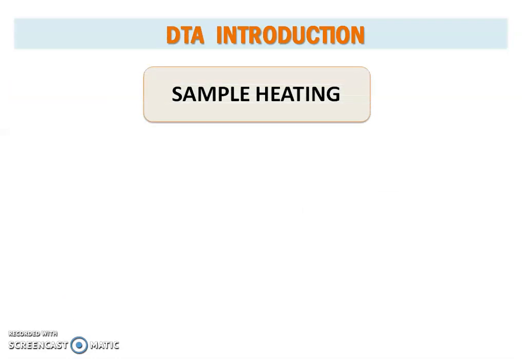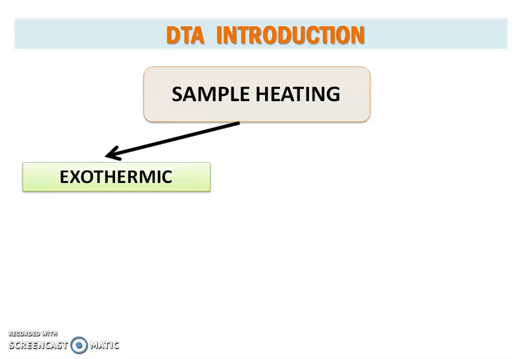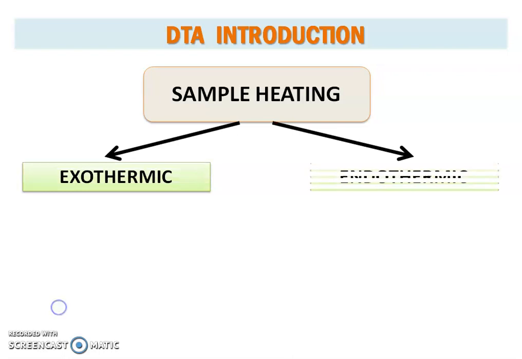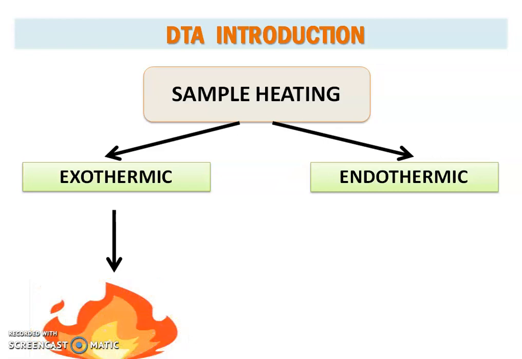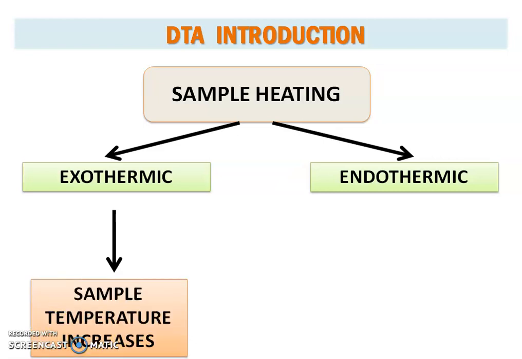So here's my sample, which I've been heating for quite some time now, and at some point, my sample is going to undergo either an exothermic reaction or an endothermic reaction. So what is an exothermic reaction? Whenever your sample undergoes an exothermic reaction, the energy contained in the sample is converted into heat energy, because of which the sample temperature increases. So in all exothermic reactions, the sample temperature will increase.